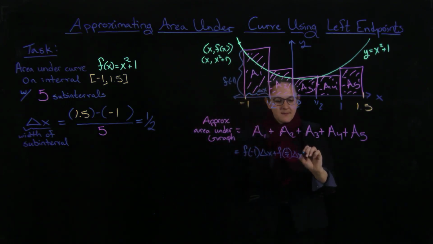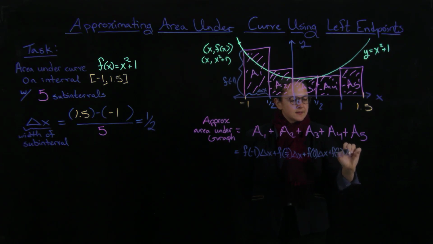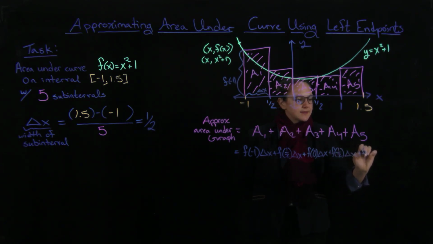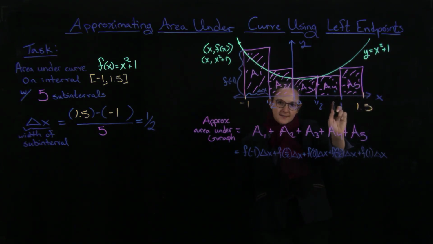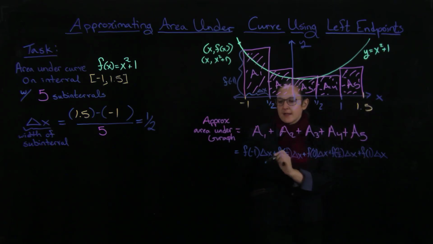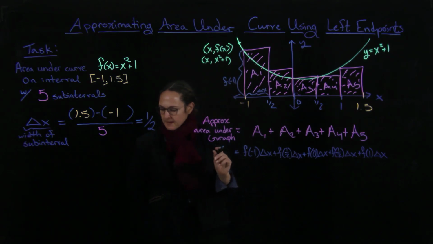I keep on going. So I have f of 0 delta x plus f of 1/2 delta x plus f of 1 delta x. 1.5 never actually shows up as a left-hand endpoint. 1 shows up as a left-hand endpoint for that subinterval. So I stop there. And then I can go ahead and compute these, okay?